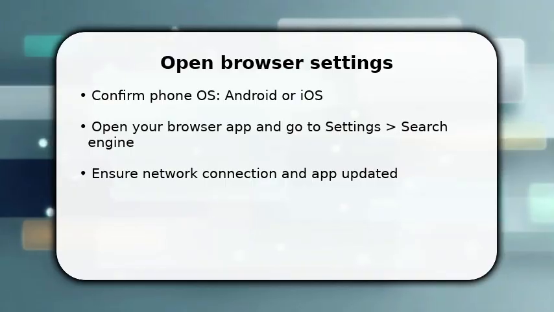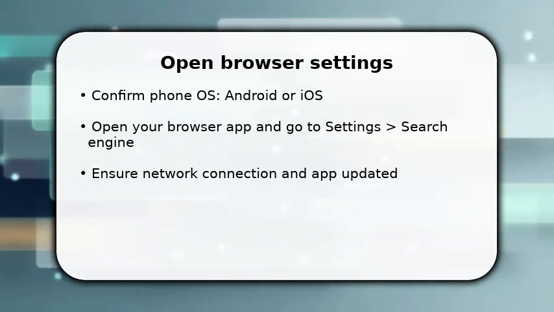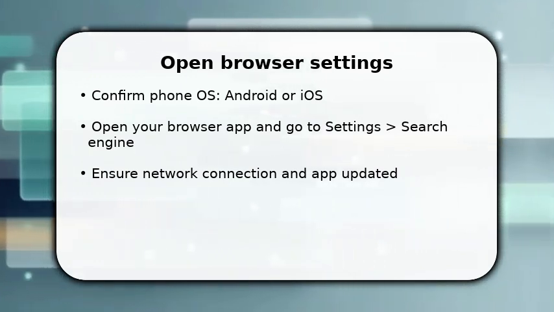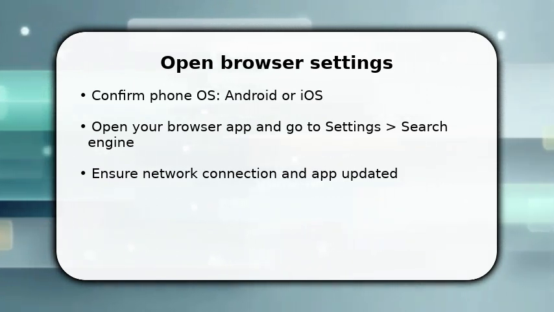Enjoy the video. You start by opening the browser where you want to change the default search. Tap the app, then tap the three dots or gear icon to reach settings. Once in settings, go straight to search engine.